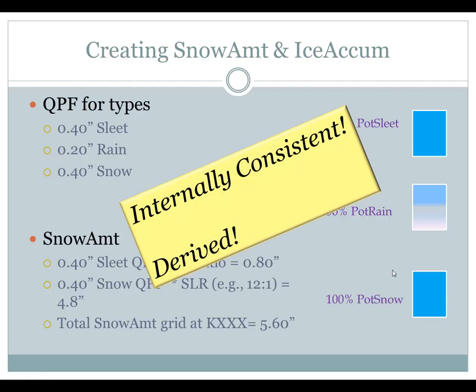The beauty of this, again, is that it's all internally consistent. So when you take QPF out of sleet and put it somewhere else, or you increase the probability of sleet, it will automatically take that QPF out of sleet and put it where you want it. So we are internally consistent, and these are derived. You don't have to edit these grids.